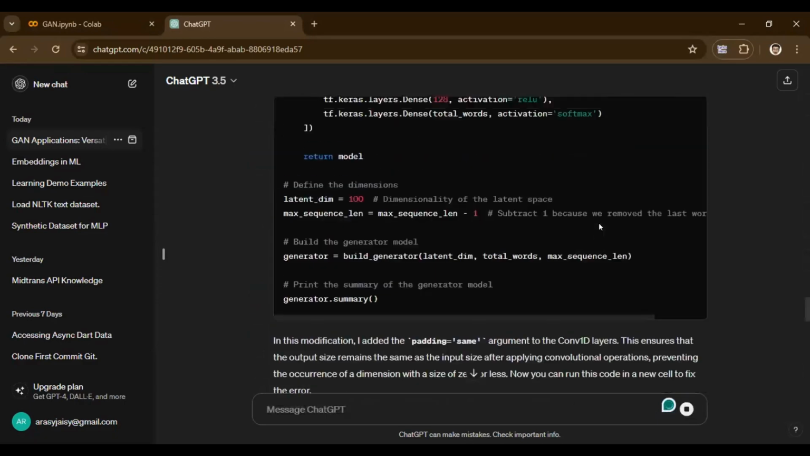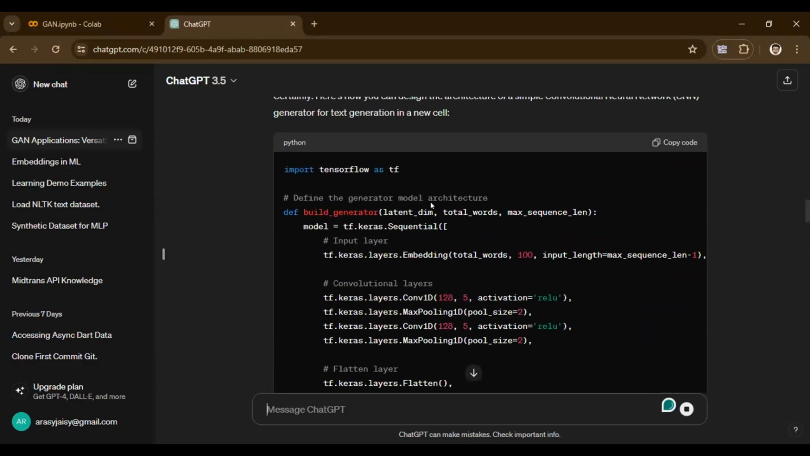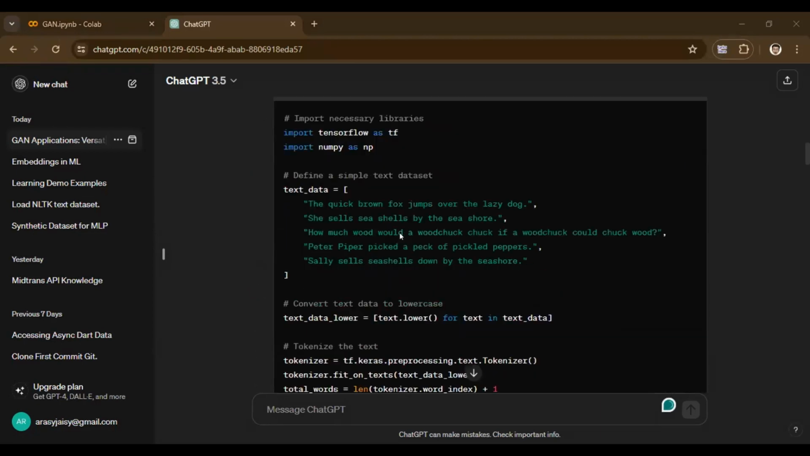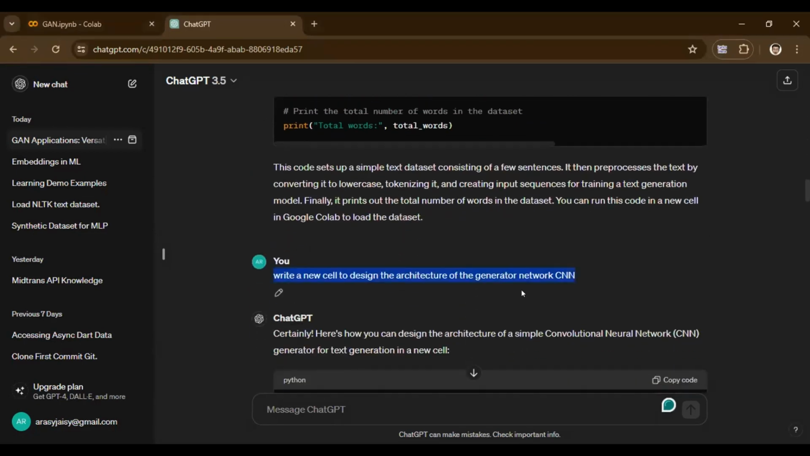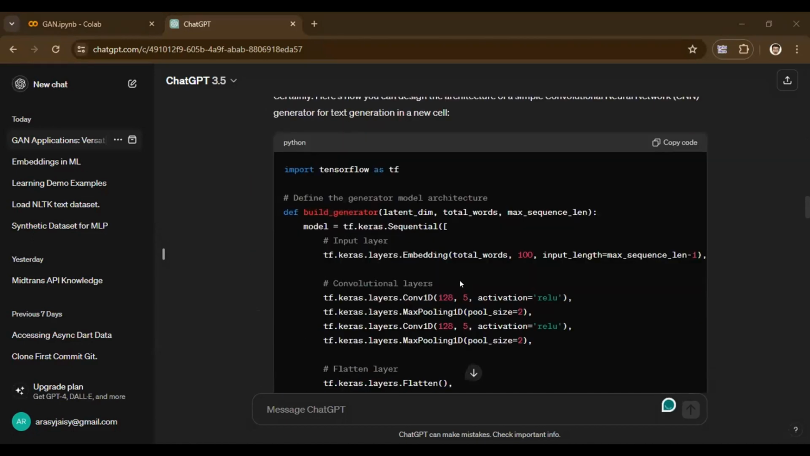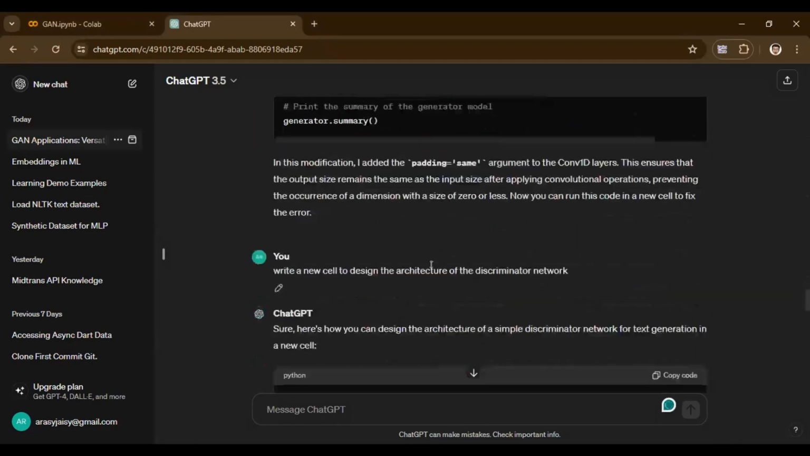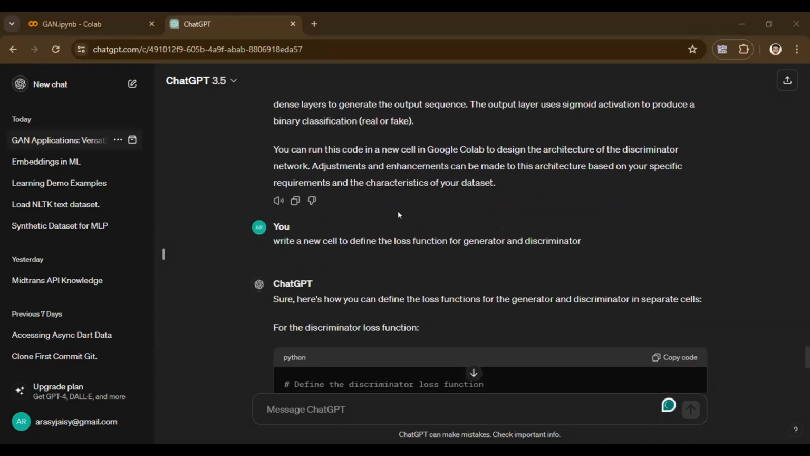Okay, let's see. I will copy the prompts first, to keep it simple. Okay, I've done this one and this one. This first. And if you have an error, you just have to put it into ChatGPT itself. And this is the prompt for generating the discriminator architecture or models. And for this one, we will be defining the loss function for the generator and also for the discriminator.